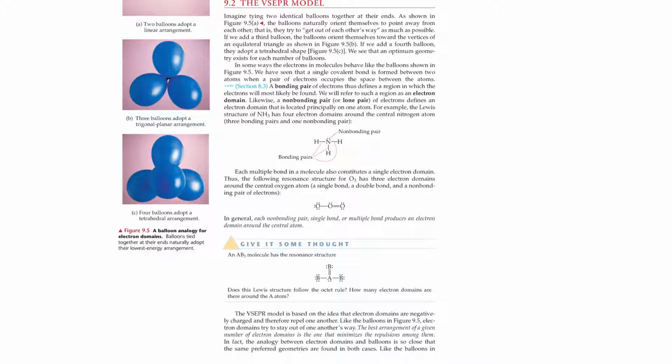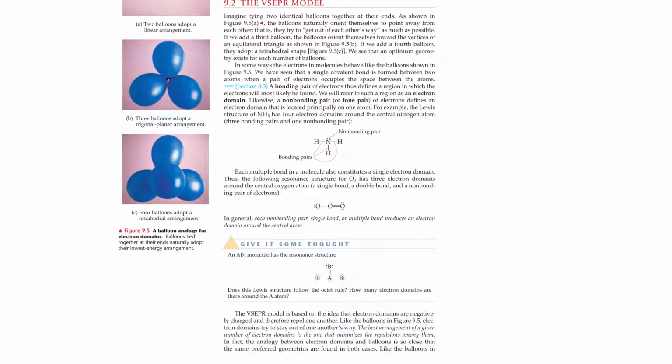In the same way, the electrons in the molecules behave like the balloons shown in Figure 9.5. We will soon see that a single covalent bond is formed between two atoms when a pair of electrons occupies the space between the atoms. A bonding pair of electrons thus defines the region in which the electrons will most likely be found. We will refer to such a region as the electron domain. Likewise, a non-bonding pair or lone pair of electrons defines an electron domain that is located principally on one atom.